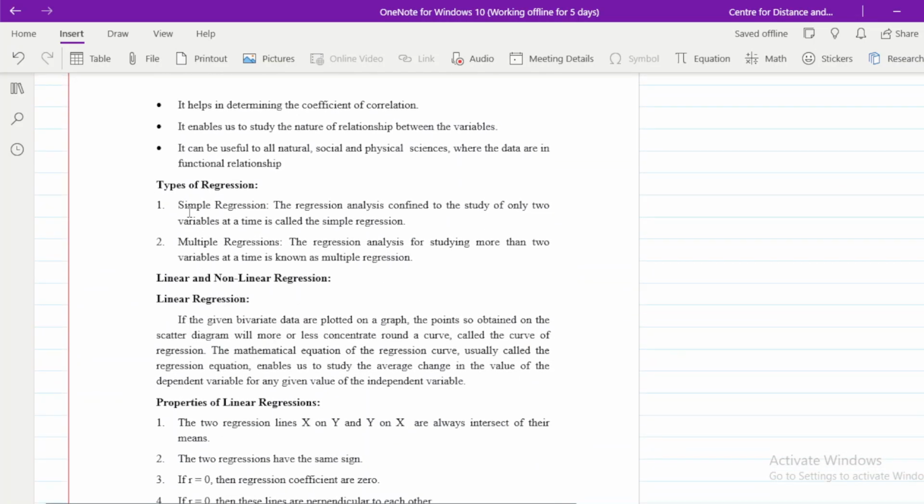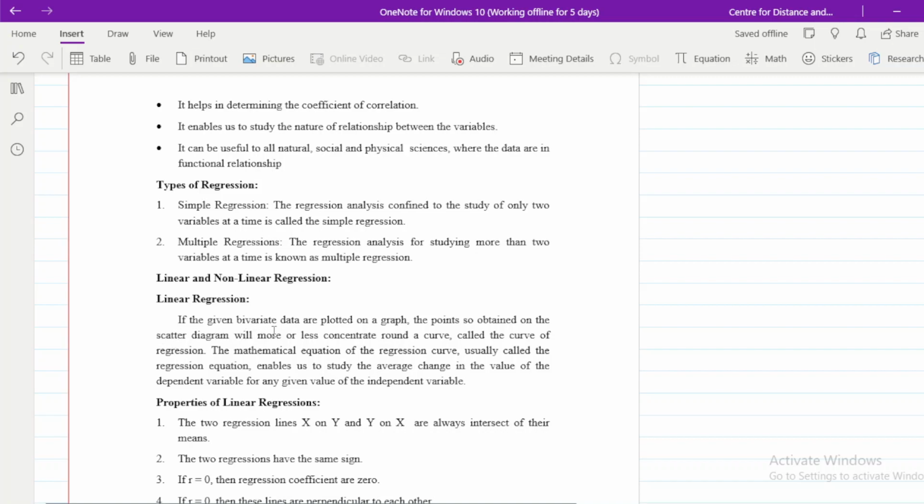There are two types of regression. First one is simple regression and second is multiple regression. Simple regression: the regression analysis confined to the study of only two variables at a time is called simple regression. And for multiple regression, the regression analysis for studying more than two variables at a time is known as multiple regression. Now, linear and non-linear regression.